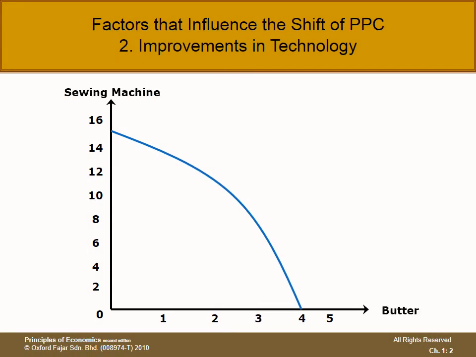Another factor that can influence your PPC is improvements in technology. If we have improvement in technology, it means that we can produce more sewing machines, and we can also produce more butter. However, if we have an improvement in technology for sewing machines only, it means that the production of sewing machines will increase, but the production of butter will not increase. Because I don't say there's improvement in both productions, I say that we have improvements in technology only in producing sewing machines. So of course the number of sewing machines will increase.